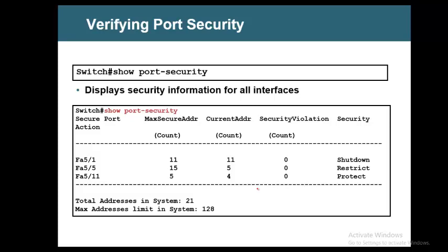This is the verification command, show port-security. Here I can see the port security is enabled only on these 3 ports. And the maximum addresses allowed is 11. And currently all 11 are consumed. All 11 addresses are learned. Here maximum is 15 and currently 5 are learned. Maximum is 5, currently 4 are learned. So far no violation happened.